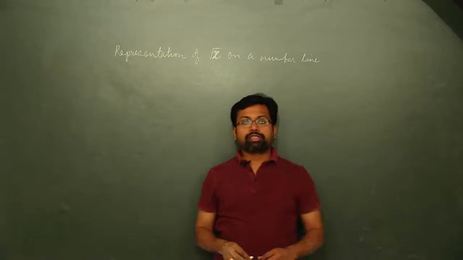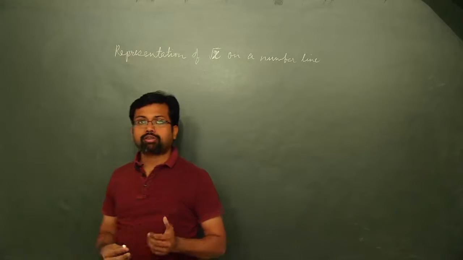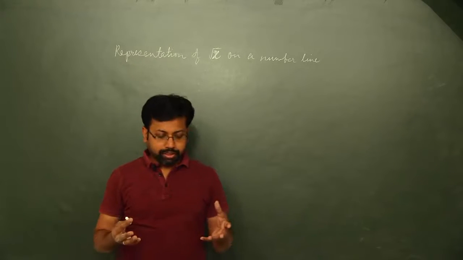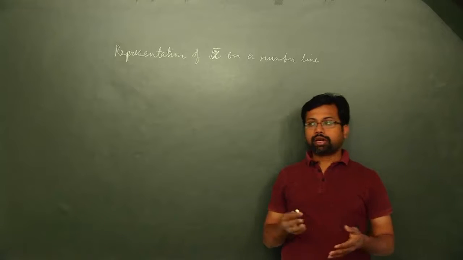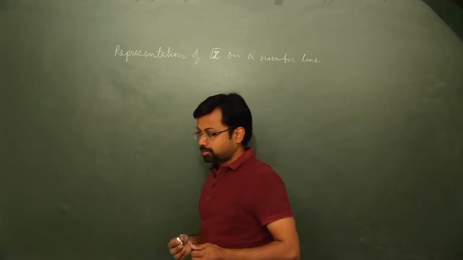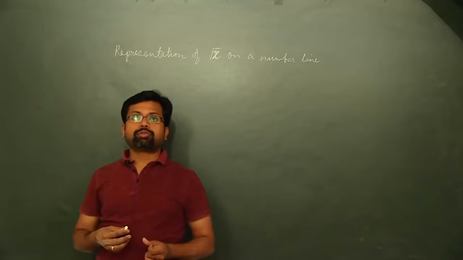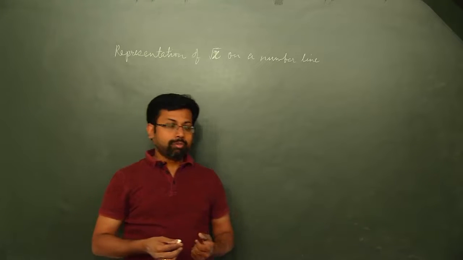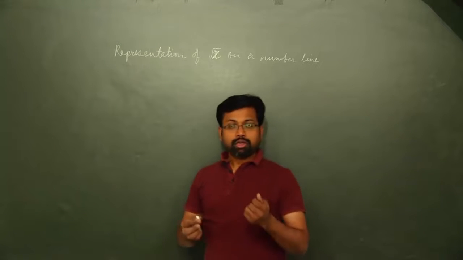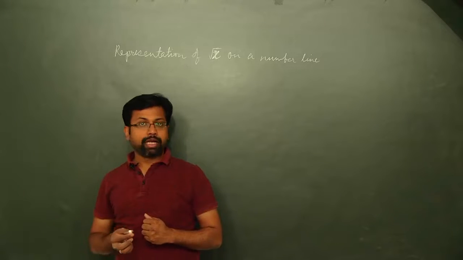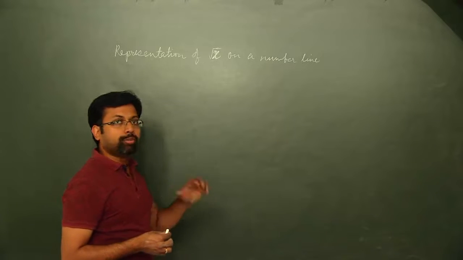Now the next topic is representing a number of the form root x on a number line. Representing an integer or a natural number is very easy. In fact, some of the fractions can also be easily represented. But the problem comes in representing irrational numbers because you cannot locate irrational numbers on a scale. So it's very difficult to mark them on a number line easily. So you would need geometry to do that.